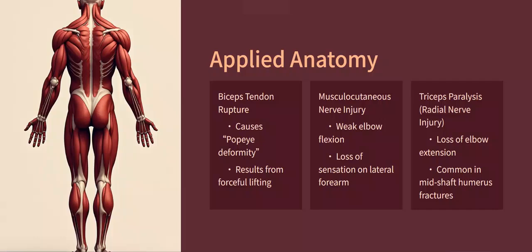So today we covered compartments of the arm. Anterior muscles: biceps, brachialis, coracobrachialis. Posterior muscles: triceps and anconeus.